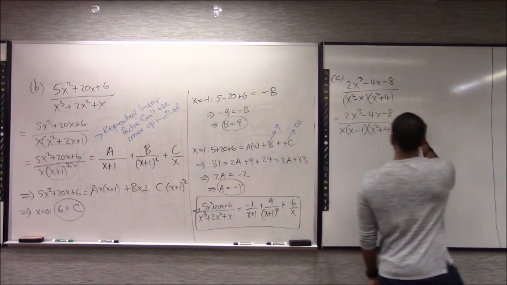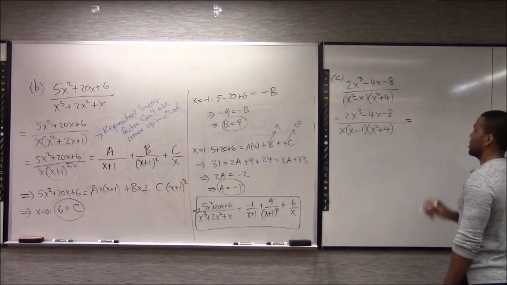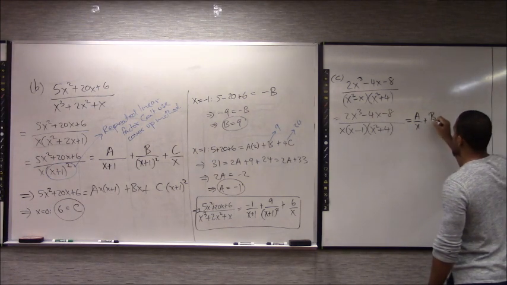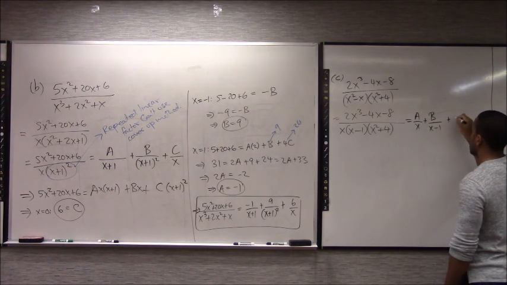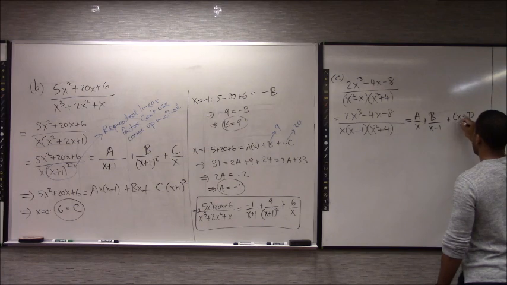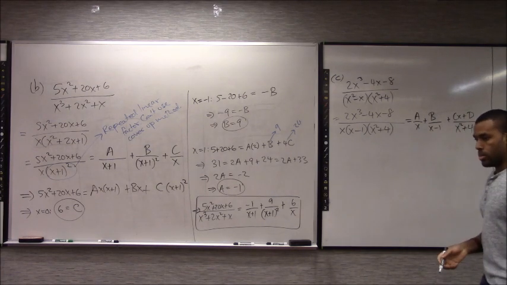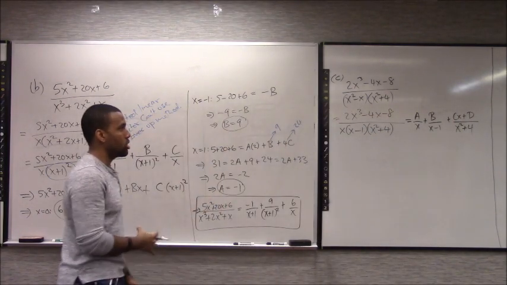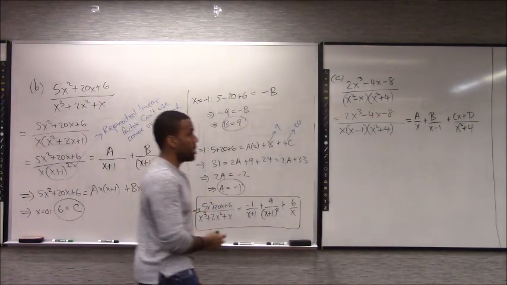And how do you want to break this up? A over x plus B over x minus 1 plus Cx plus D over x squared plus 4. So that's going to be the first phase. So now we know how it needs to look, and what we need to do is find the A, B, C, and D.